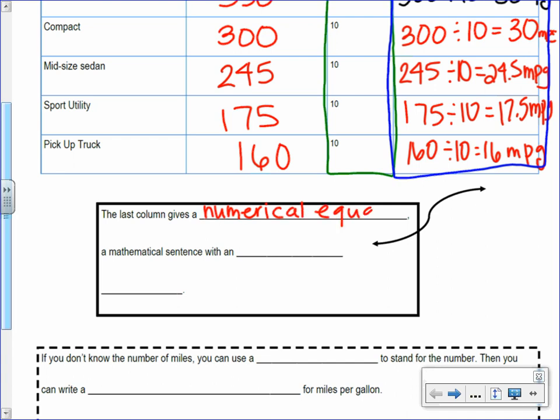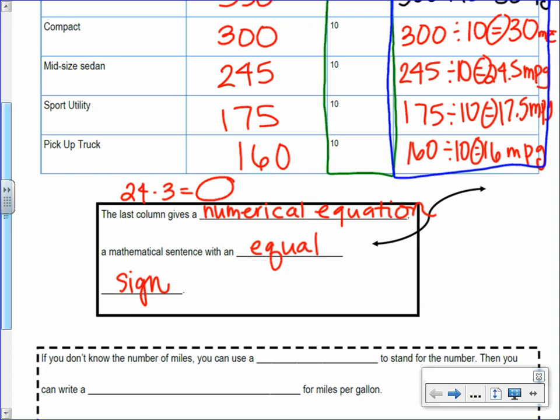Sometimes you'll get an equation and it doesn't have numbers. An equation has to be a mathematical sentence with an equal sign. In order to say that something's an equation, it has to have that equal sign. So that's why we can say all of these are equations, because they all have an equal sign that leads to a number. It just can't be an empty equal sign. It can't say like 24 times 3 equals. It needs to have the answer to count as an equation. All right, so hopefully that's pretty clear.